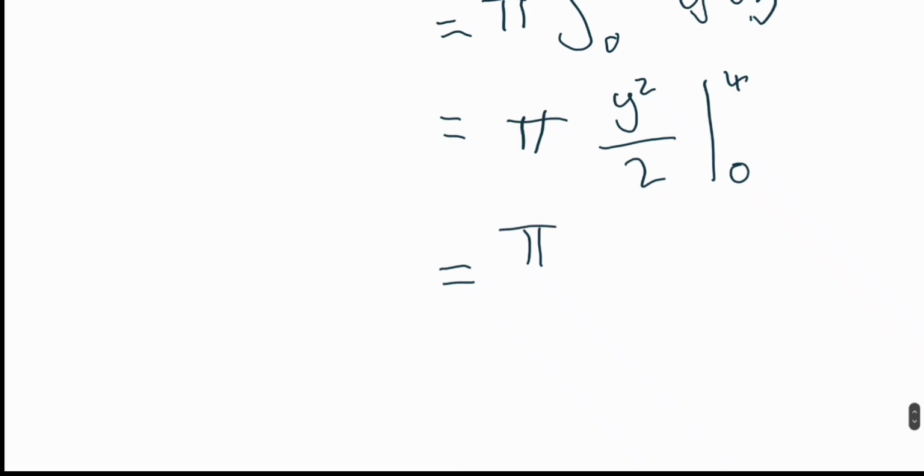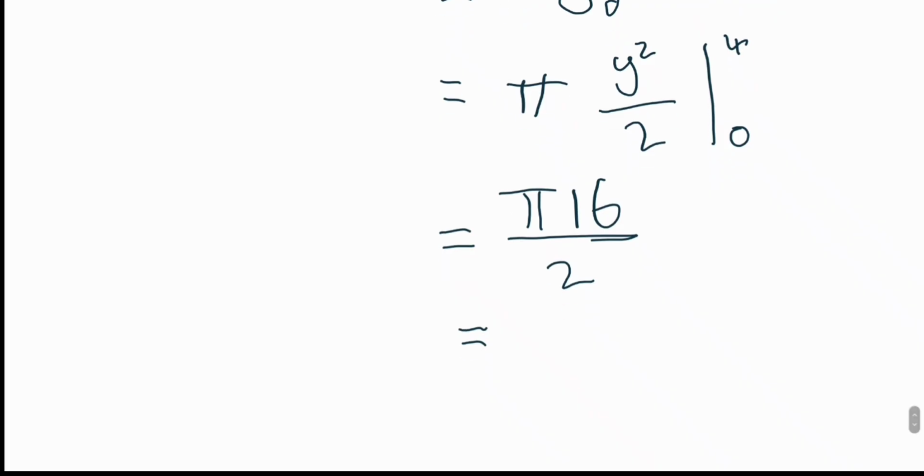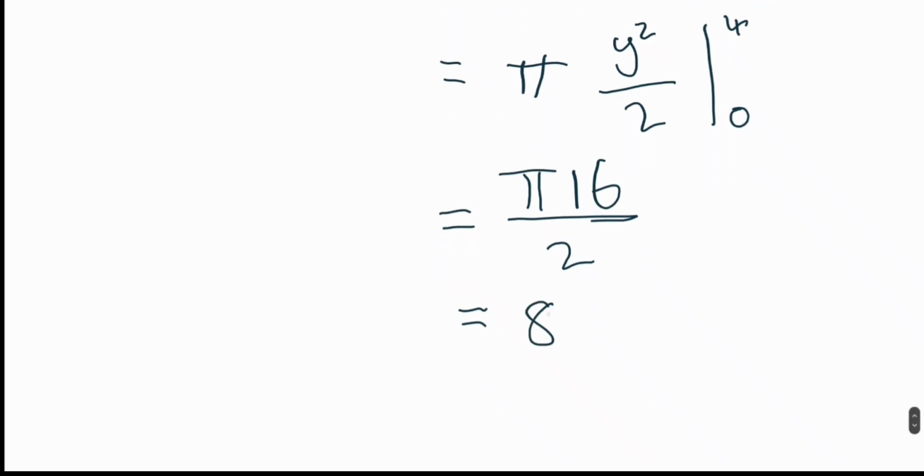Pi, and then y equals 4, and so y squared is going to become 4 squared, which is 16, over 2 equals 8 pi.